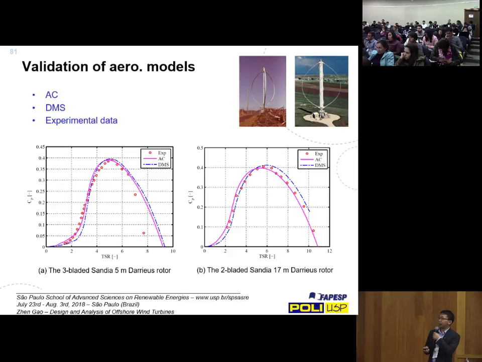Here I just compare some of the test results from Sandia lab with a 5-meter Darrieus rotor, and another is a 17-meter Darrieus rotor. Here we only compare the power coefficient for different tip speed ratios. And here you see that these dots are the experimental data, and these two methods more or less follow the same trend. And the AC model gives slightly better results. So that is the overall behavior of these two methods.